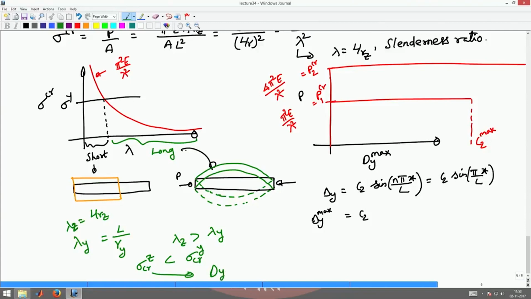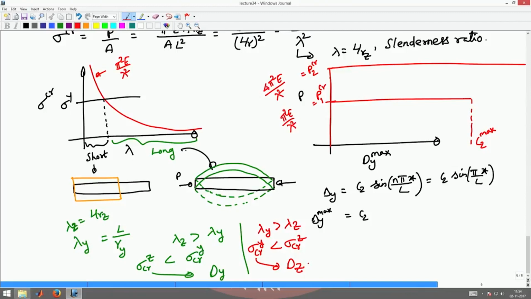If it were the other way around, if lambda y was greater than lambda z, then sigma critical in the y direction would be lesser than sigma critical along the z direction. This implies there will be a delta z deformation, because the axis about which the beam bends is perpendicular to the axis about which it shows the deflection. So in all these cases we still assume that the bending equation holds; it is an assumption, but it is found experimentally that it is a good enough assumption for these problems.